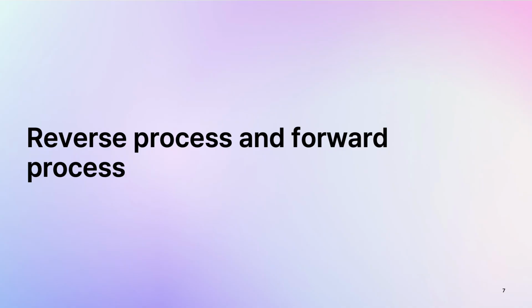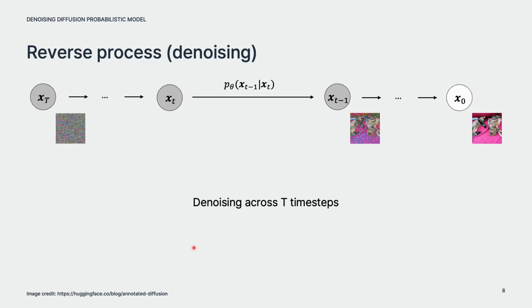So this is it for the background review, and we will now see the reverse process and the forward process, which are the two core processes of DDPM. First, we will see the reverse process. The reverse process is getting the data from the latent. In other words, in this part we see how to denoise the noisy latents to get the true data x0.